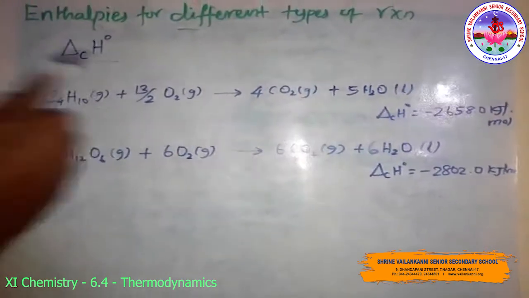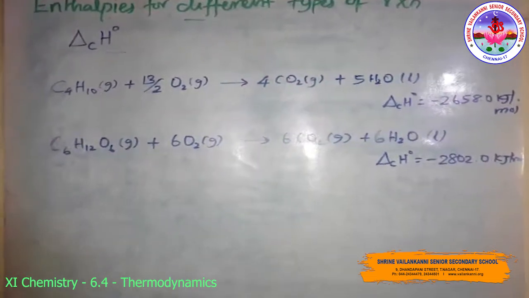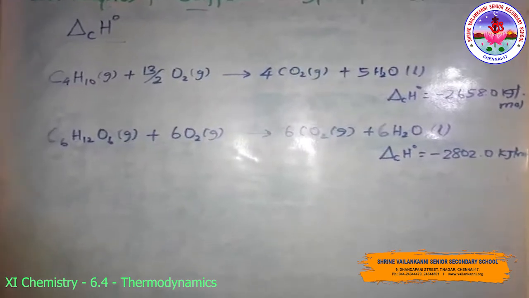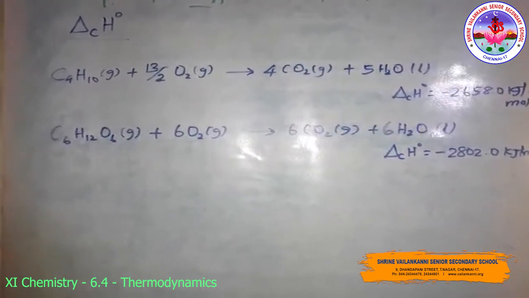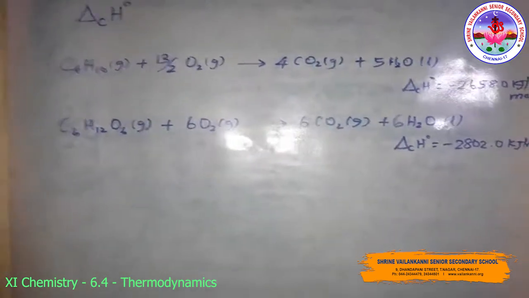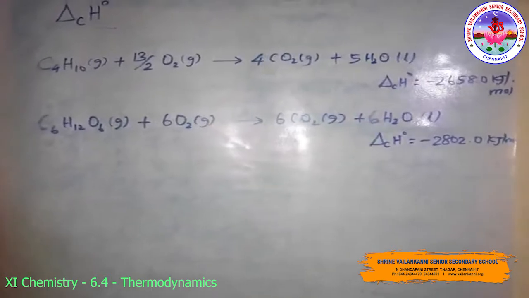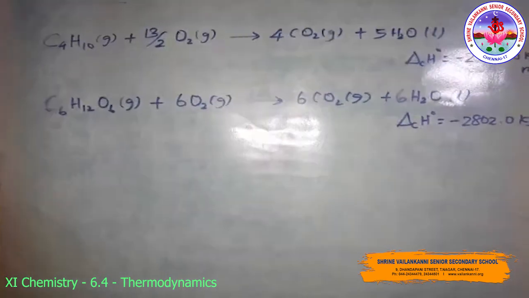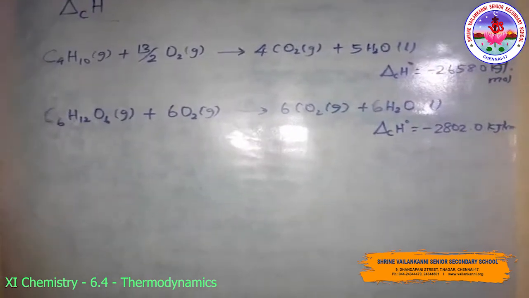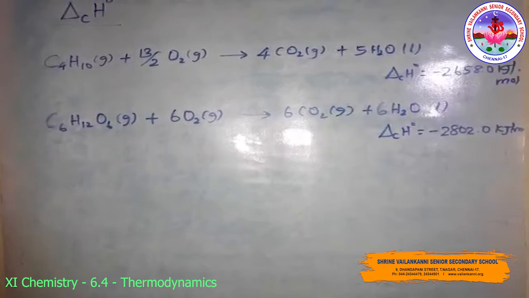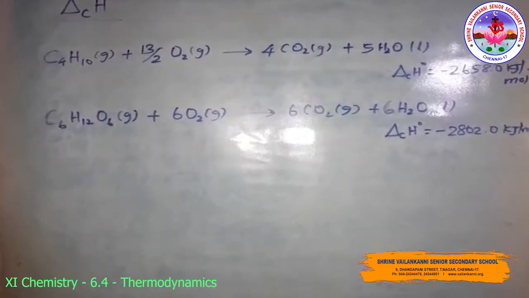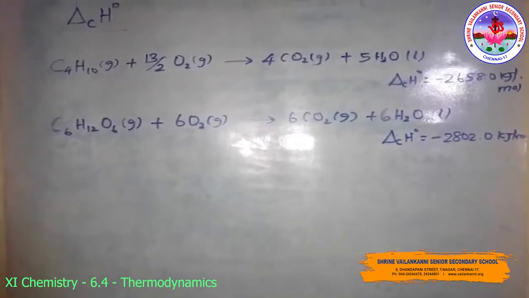The symbol is delta H naught C, with subscript C. This indicates the change in the standard enthalpy of combustion. Combustion reactions are usually exothermic in nature. Here the standard enthalpy of combustion is defined as the enthalpy change per mole of a substance when it undergoes combustion, with all the reactants and products in their standard state at the specified temperature.